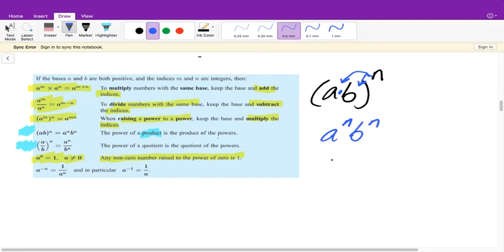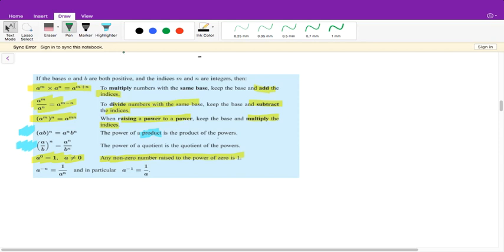All right, so if I have x times y being raised to the third power, I can distribute this and get x cubed times y cubed, because they are being multiplied here. It is the power of a product. Just remember, as long as they're being multiplied, then everything gets raised to that power.